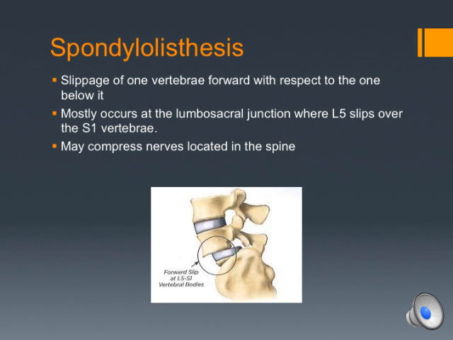So spondylolisthesis is actually the slippage of one vertebrae forward with respect to the one below it. It mostly occurs at the lumbosacral junction where the L5 vertebrae slips over the S1 vertebrae. As the vertebrae slip, it may compress nerves located in the spine.